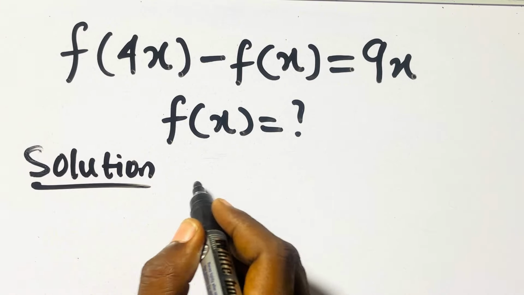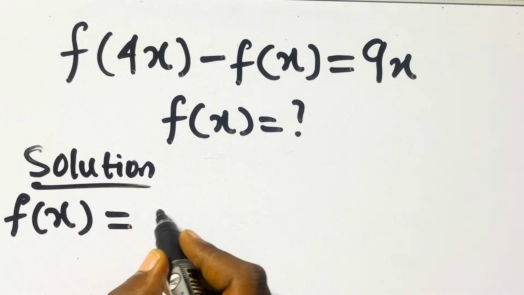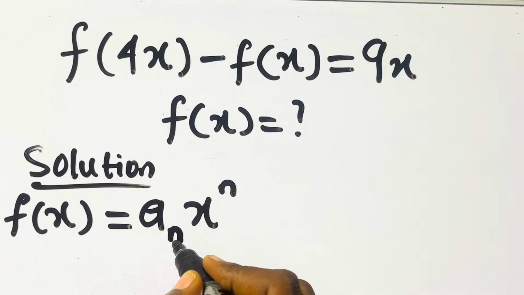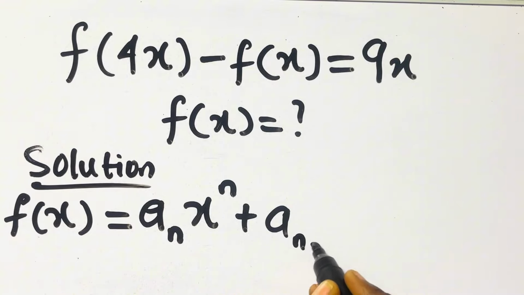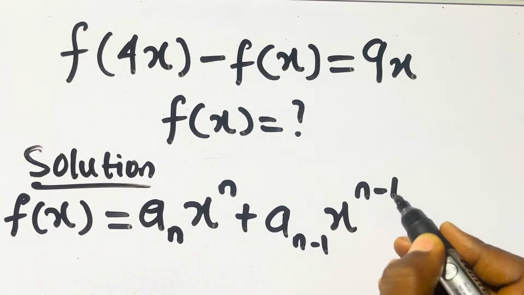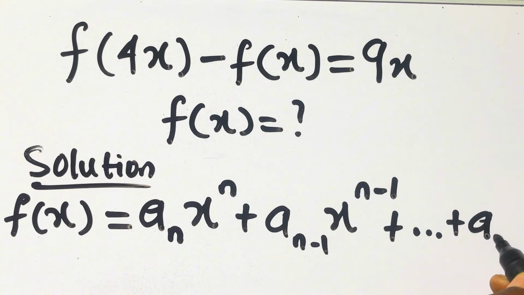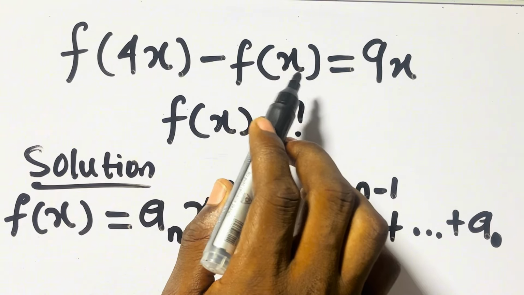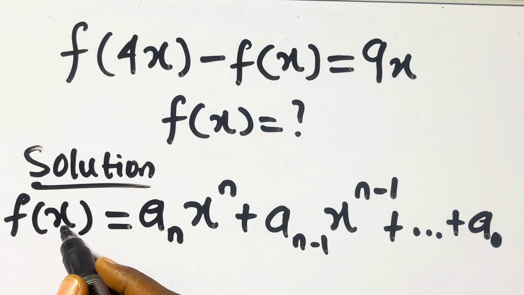Given the general expression, f(x) equals a_n x raised to power n. Then you decrease the index and the power as well, so we have a_(n-1) x raised to power n minus 1. This continues until a_0. Now let's plug in the value that we need. What we need is 4x, so let's plug in 4x in place of x.